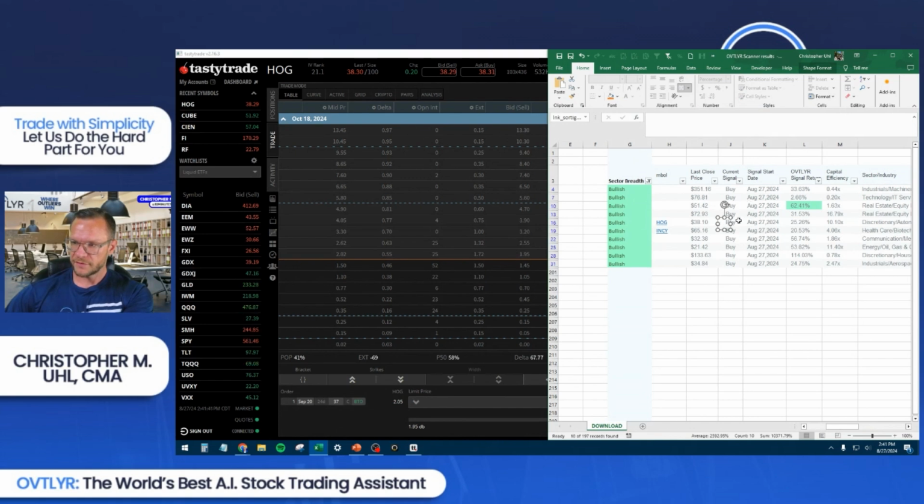What are these phantom things I keep clicking on? It's got to be something when I copy and paste out of OVTLYR that does it.